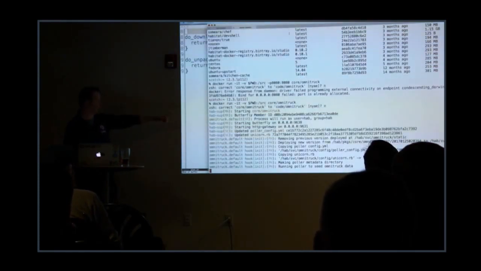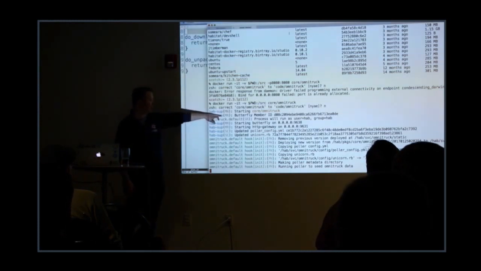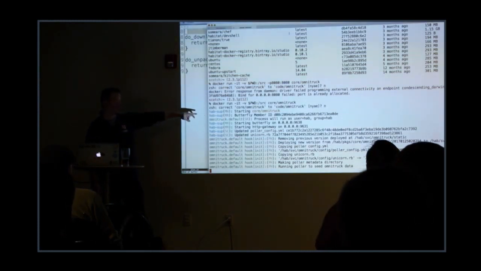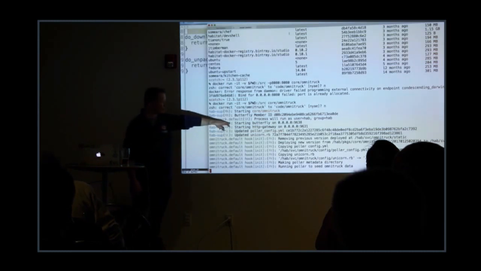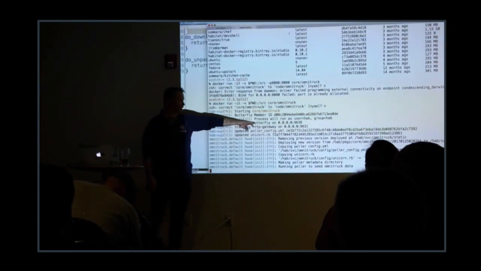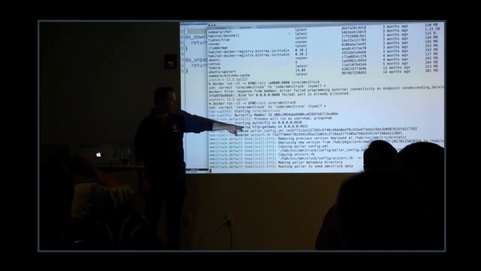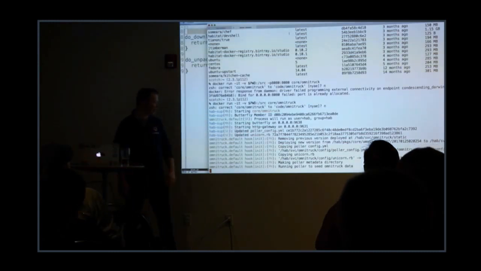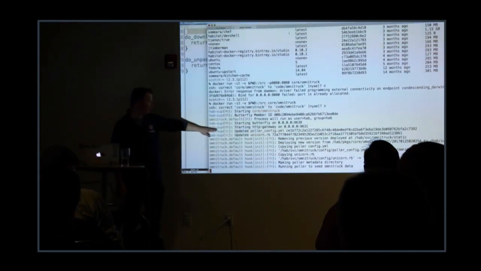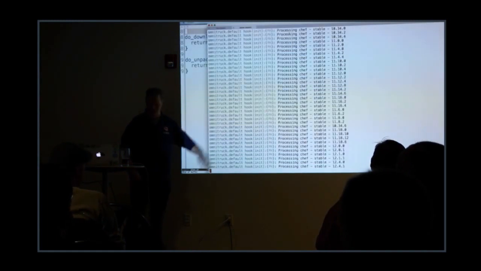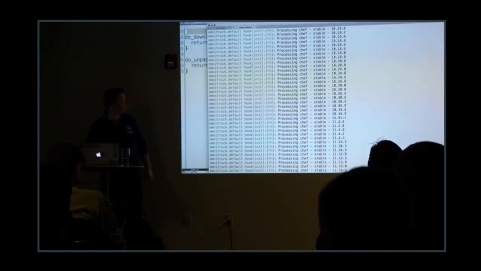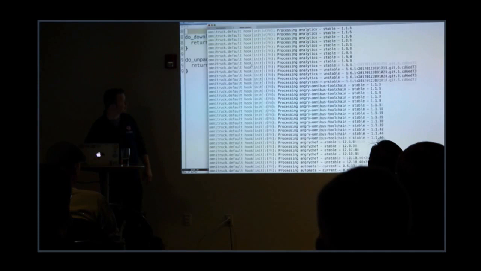So this starts up the container. Butterfly is the library that we use for our gossip protocol. So it starts up that on port 9638. It starts up the REST API on 9631. And then it updates the config files. This we'll get to in a second.